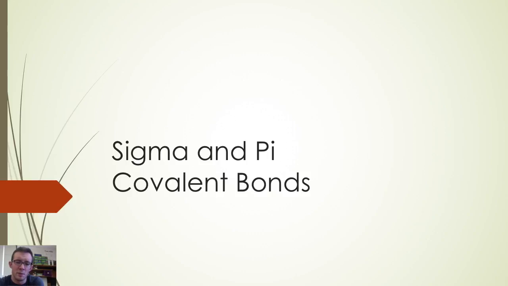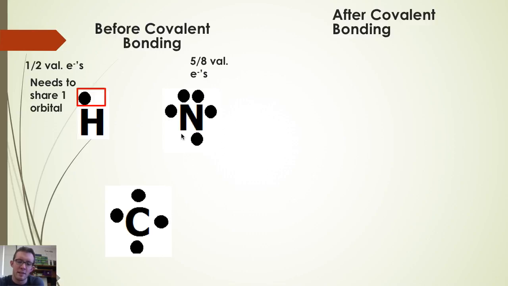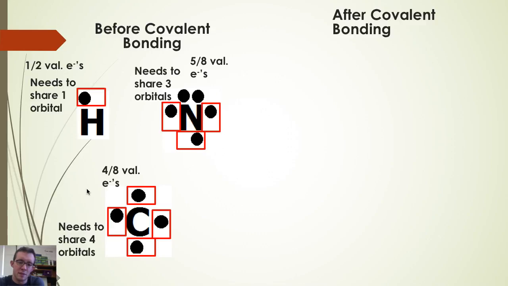You guys saw in class that in order to become stable, some nonmetals need to share more than one of their orbitals with the same atom. An example of this occurs with hydrogen, nitrogen, and carbon. When these three atoms bond together, hydrogen, with one valence electron out of 2 in its valence shell, will share one of its orbitals. Nitrogen, with 5 valence electrons out of 8 in its valence shell, will share 3 unpaired orbitals. And carbon, with 4 out of 8 valence electrons, has 4 unpaired orbitals that it will share.